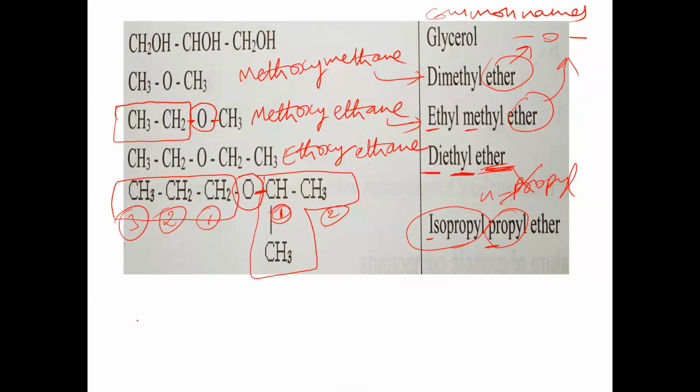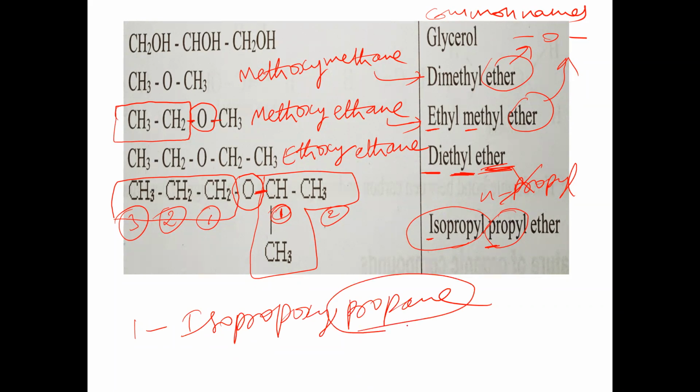So what is the IUPAC name here? 1-isopropoxypropane. In the propane molecule, on the first position, what is there? Isopropoxy is there. That's why we have to take this one as the IUPAC name. And the common name is what? Isopropyl propyl ether. Okay. Take the screenshot now.